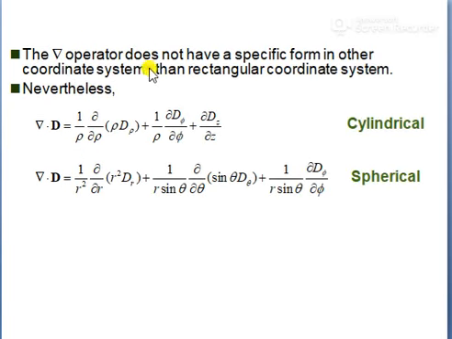Now del does not have any specific form in other coordinate systems than the rectangular coordinate system. Nevertheless, the same equation we have discussed as in the previous case. So that is the divergence of D. Here you can write del dot D, the same equations for cylindrical and spherical, as we have discussed in the topic of divergence. So three equations I have discussed, Cartesian, cylindrical and spherical. These are the same equations. Instead of div D, you can call it del dot D.